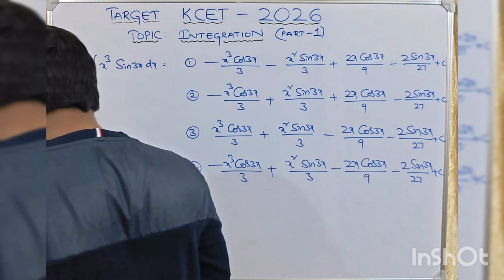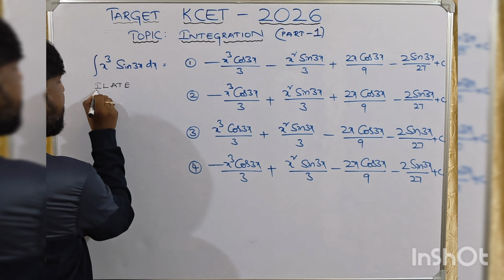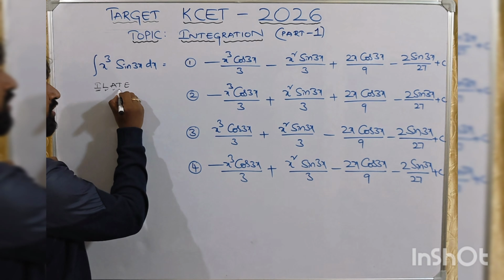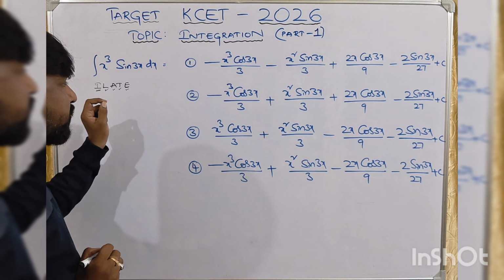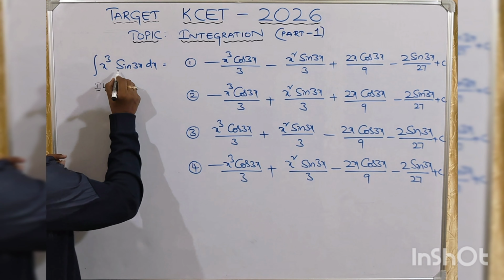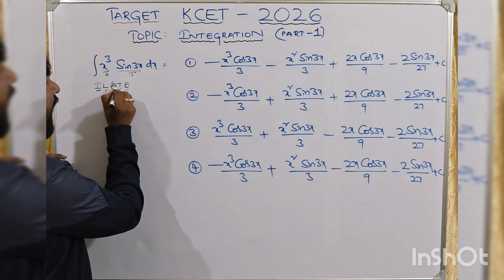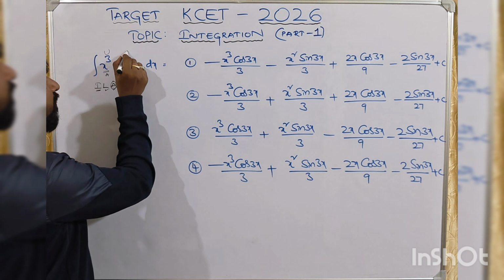Look carefully, friends. Just I want to remind you of the ILATE concept. ILATE means I is inverse function, L is logarithmic function, A is algebraic function, T is trigonometric function, E is exponential function. Whichever function comes first, that is u. The second function is v always. This is a trigonometric function and this is an algebraic function. So algebraic gives u here, trigonometry gives v here.